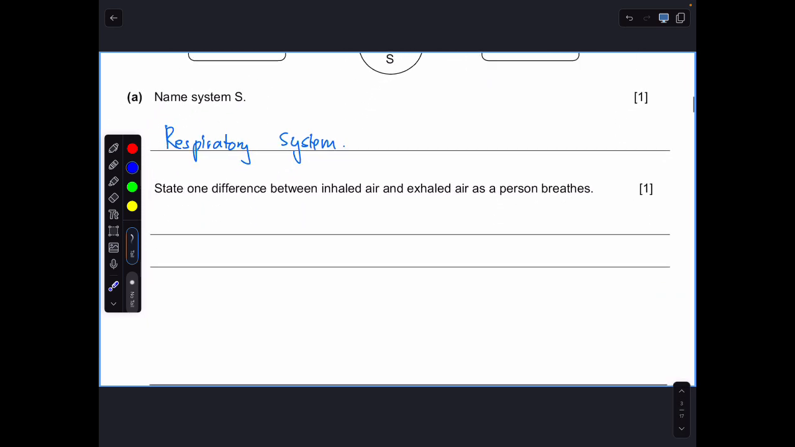State one difference between inhaled and exhaled air. I have mentioned this 10 billion times, but yet you choose to ignore me. I said before, when asked to compare, you must always talk about the same.